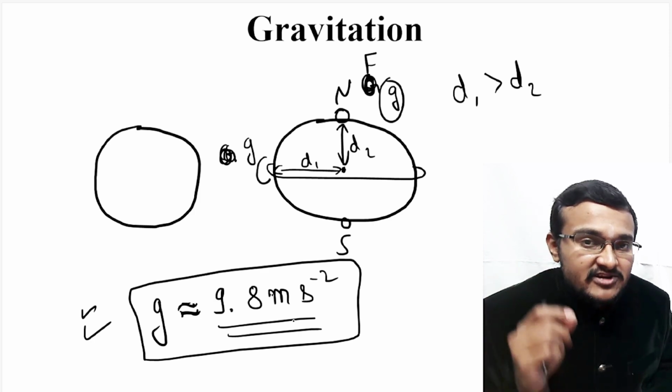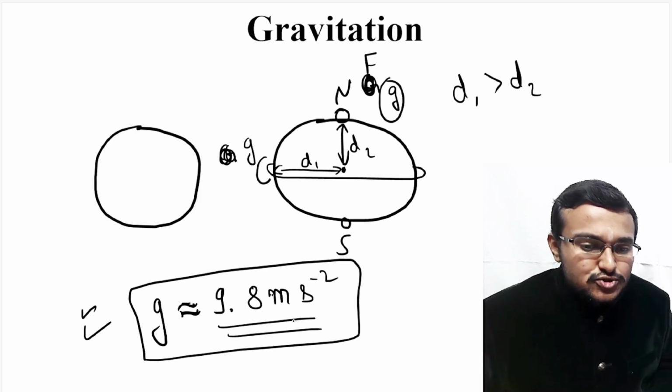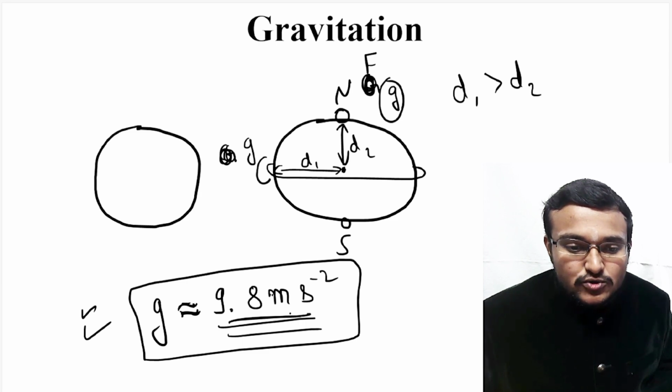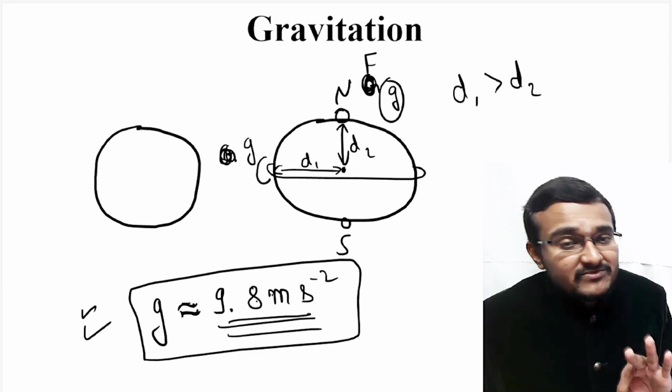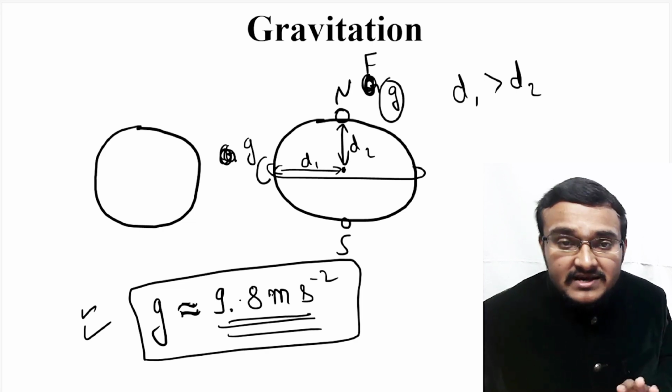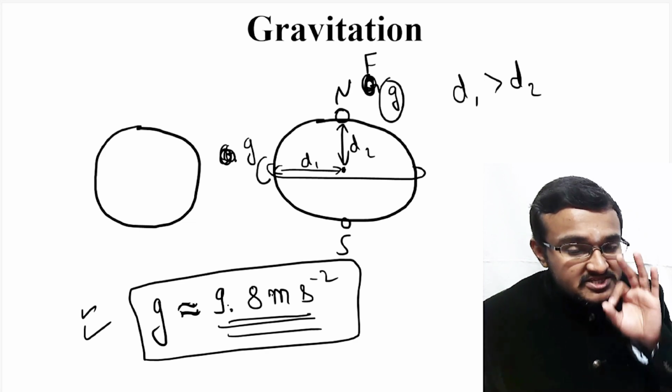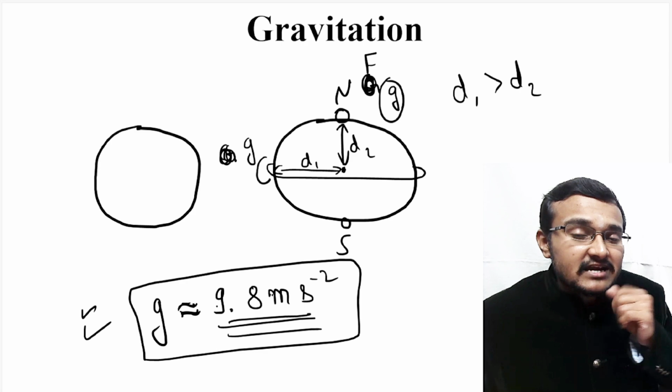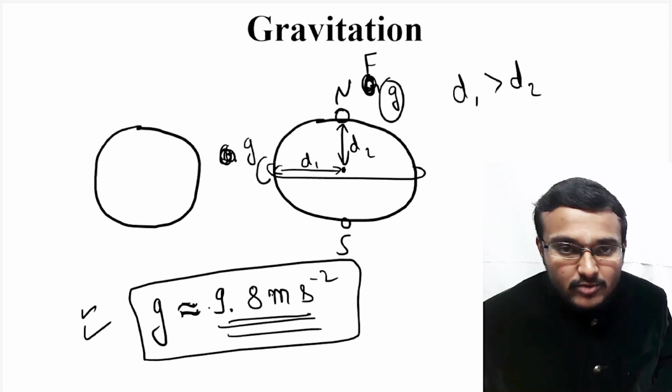Whenever you are solving any problems, you should always remember acceleration due to gravity will be 9.8 meter per second square. Even if in the question they have not mentioned the acceleration due to gravity, you should still remember this, because it will help you in solving problems.